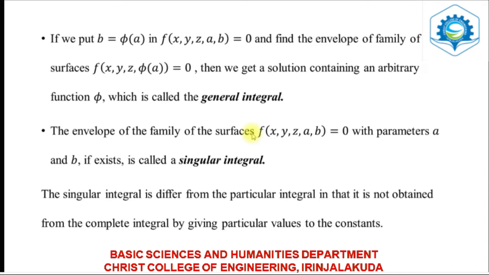A particular integral is obtained by giving specific values to the arbitrary constants in your complete integral, but a singular integral is the envelope of the family of surfaces, if it exists. So actually the complete integral and particular integral are important to us. The general integral and singular integral are not that important anyway. Keep in mind these definitions.